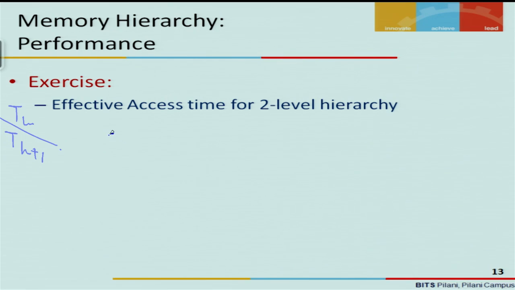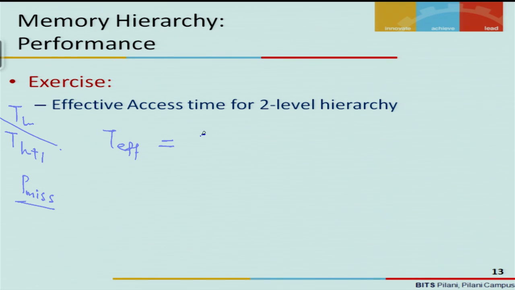So if I calculate the effective time, which I am calling T effective in a two level memory system, I also need to consider the miss penalty at H level. So let's say the H level has a miss probability, P miss, the probability of data being a miss. Suppose 100 data requests come, out of 100, P miss will be the data which is not available. So 1 minus P miss is the data that can be accessed from the level H.